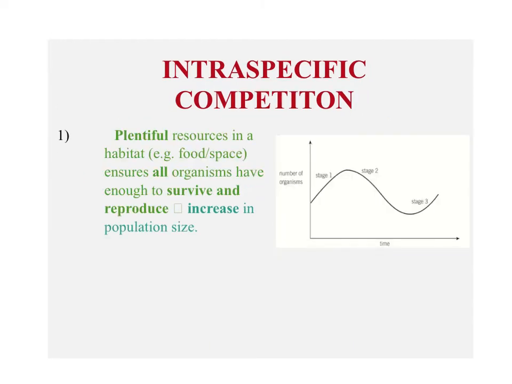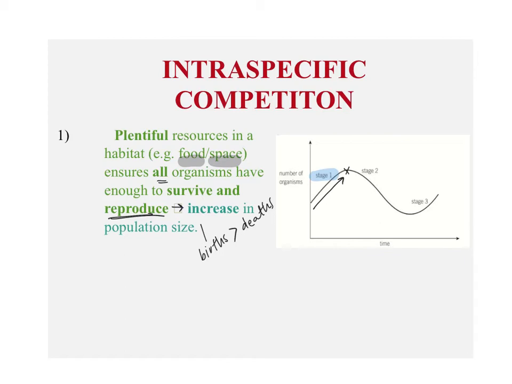So stage 1 shows a period of growth. We've got lots of resources, maybe there's a lot of food, maybe there's a lot of space, maybe these organisms have just come to the area, and all organisms in that vicinity have got enough resources to survive and reproduce. And that's going to increase the population size. And in this case, the births are going to be greater than the deaths. We get slow growth. But there is a point where it starts to stop.